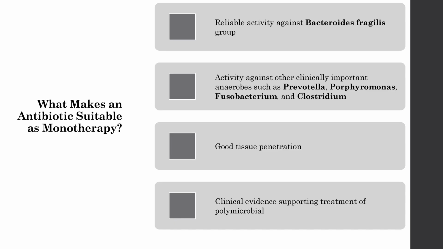For an antibiotic to be used alone against anaerobic infections, it should have reliable activity against Bacteroides fragilis group, activity against other clinically important anaerobes such as Prevotella, Porphyromonas, Fusobacterium, and Clostridium, good tissue penetration, and clinical evidence supporting treatment of polymicrobial infections. Let's review these agents one by one.